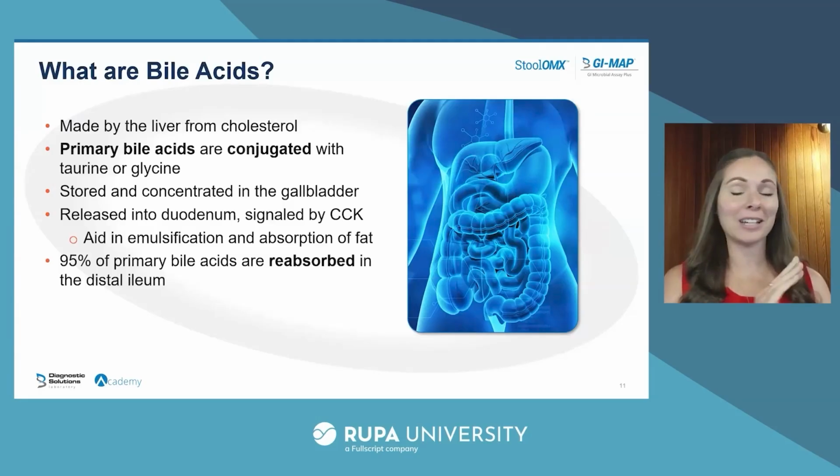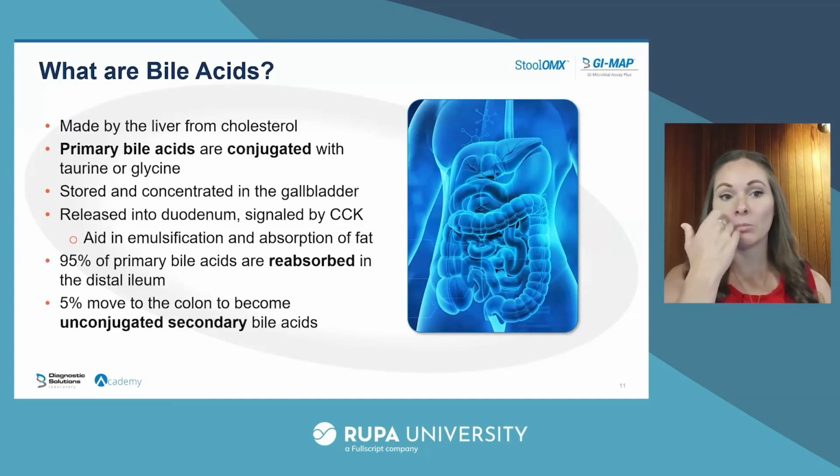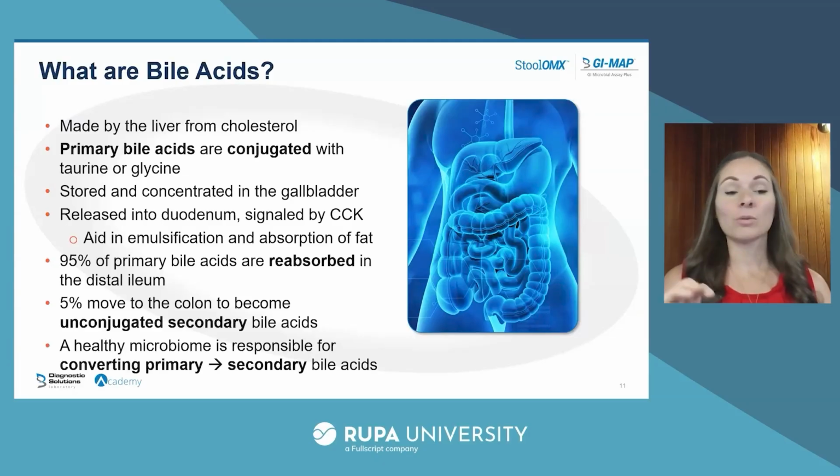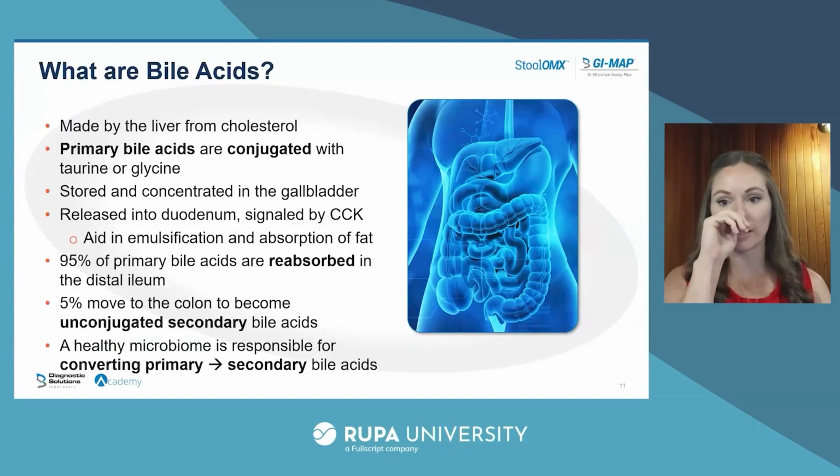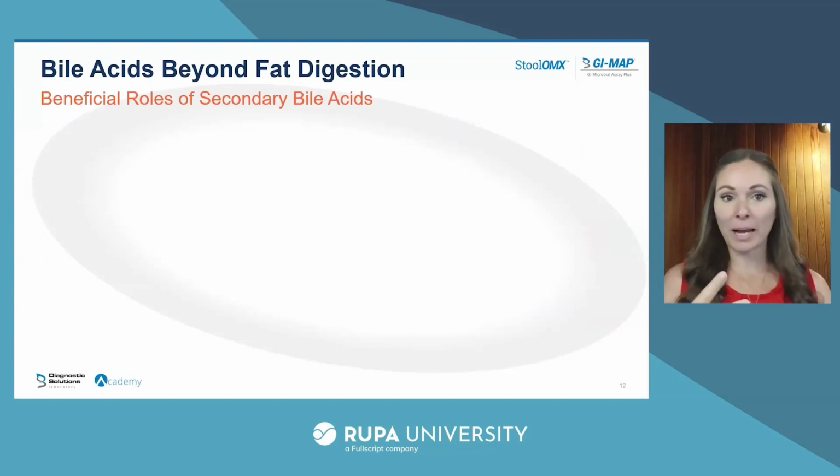You're going to hear distal ileum a ton today. So that's our orientation of where this reabsorption is happening or should be happening. And 5% are going to move into the colon, and our normal flora are going to transform them from primary bile acids into secondary bile acids. So this is a healthy microbiome doing that transformation of converting our primary bile acids into our secondary bile acids. Okay, so we know that primary bile acids help with fat digestion.